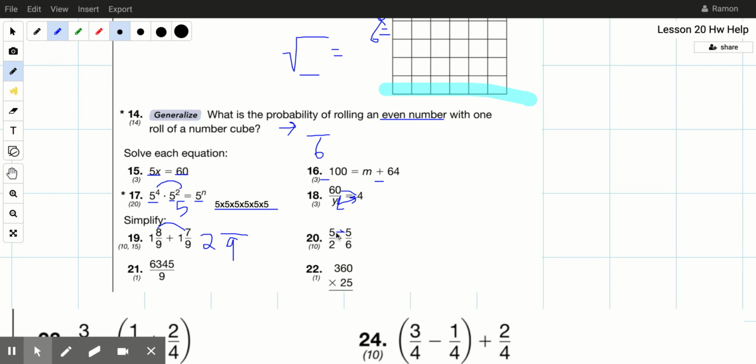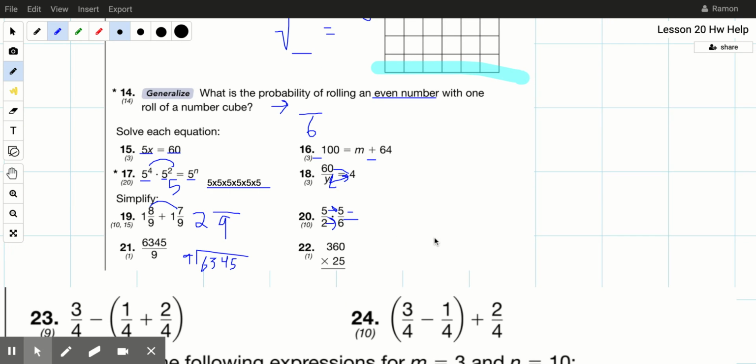For 20, we do operate on the numerators and the denominators when multiplying fractions. So we multiply straight across and then simplify if you can. For 21, it's just a simple long division problem. So 9 is our divisor. That goes on the outside. 6,345 is our dividend. That goes on the inside.